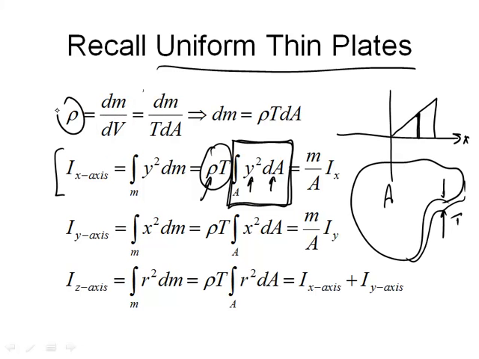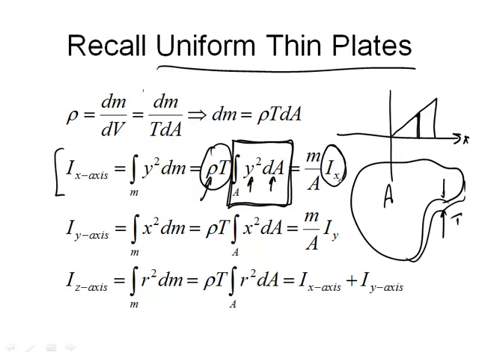And so density, volume density, is mass per unit volume. Or if I bring the dV over to the other side, then dm is rho times the thickness times dA. And that's going to help me figure out how to do these integrations. But this relationship that we learned back in statics is real important.